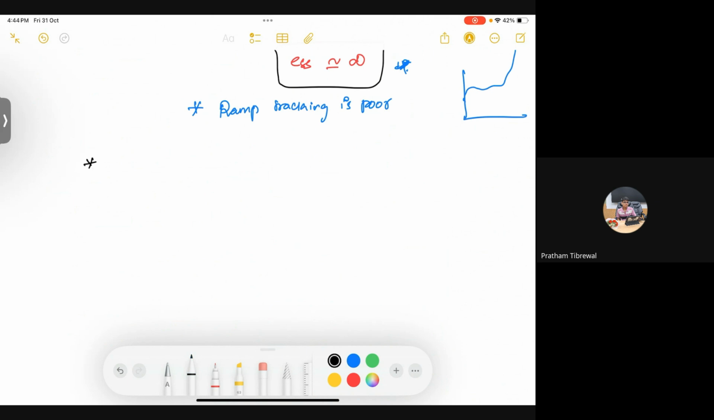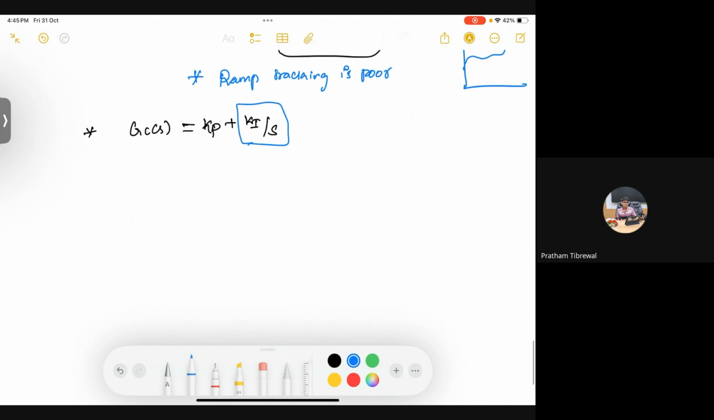For example, if I consider the same Kp plus Ki by s, I'm adding an integral controller along with the proportional controller I have introduced. If you have any doubt about how this Kp by s comes, or the nuances behind it, please let me know. It was discussed in the previous lectures and in the videos also. We can also discuss it here again.